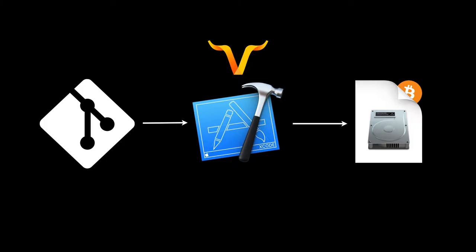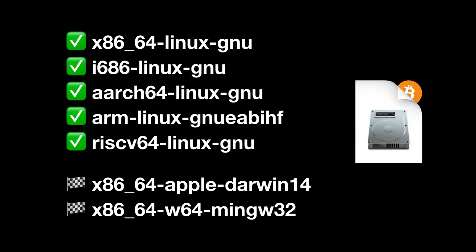This is the work that I've been doing for the past few months, replacing Gitian with Guix so that we can have bootstrappable and reproducible builds for Bitcoin. Currently, I have working Bitcoin builds for all supported Linux architectures using Guix, and I'm working on OS X and Windows builds.